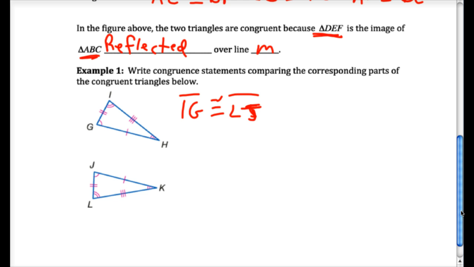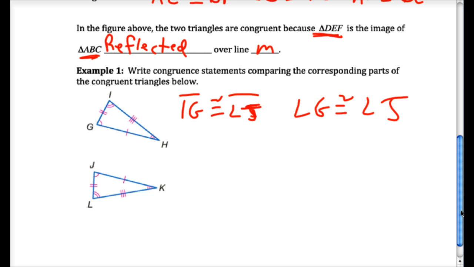All right, somebody give me something else that's congruent. I don't care if it's side or angles. Devin Nelligan, give me something else. Angle G is congruent to angle J. Perfect. I started a new column for my angles. I like to keep things organized. I'm going to do sides here and angles here, but it doesn't really matter.